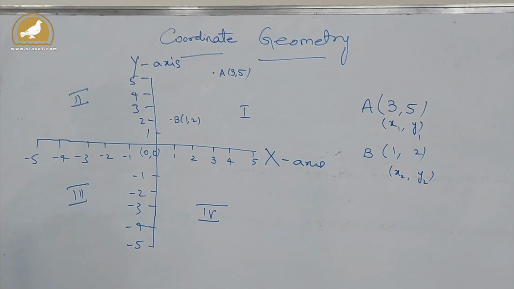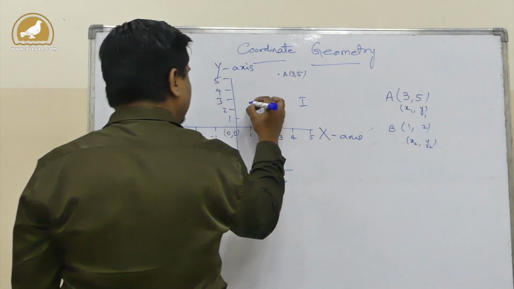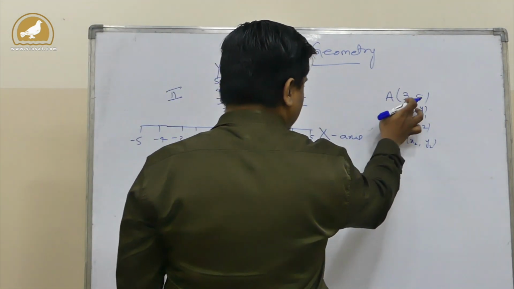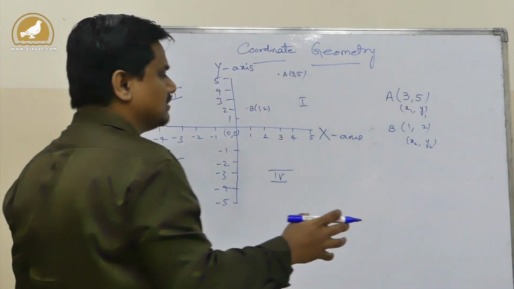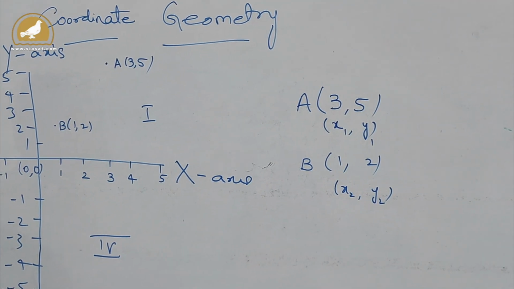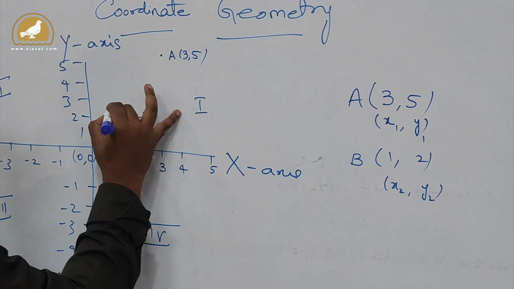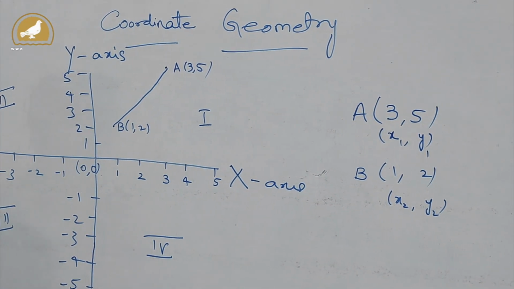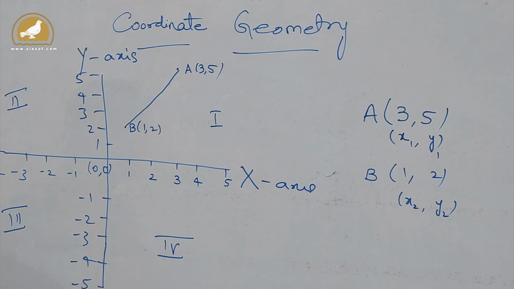But how do we find the distance between 2 points? For example, if in your question paper they give these 2 points (3, 5) and (1, 2) and ask you to find the distance between these 2 points, the distance between these 2 points can be found by a formula.